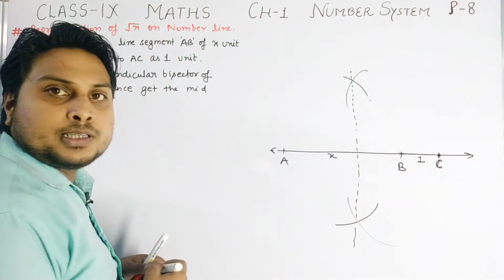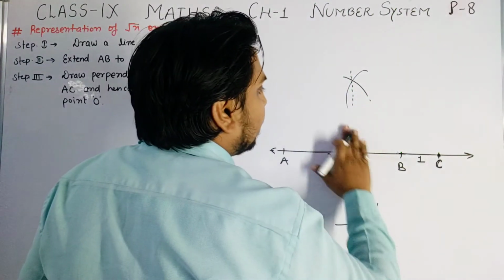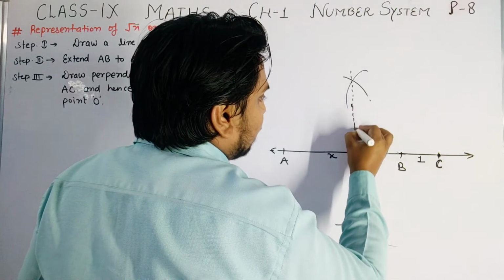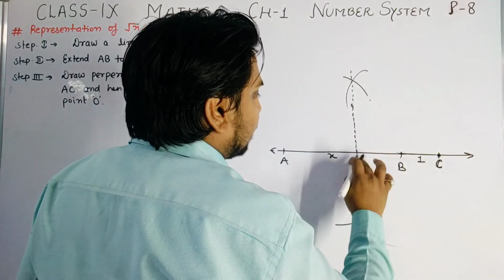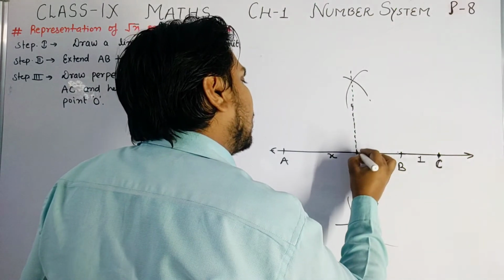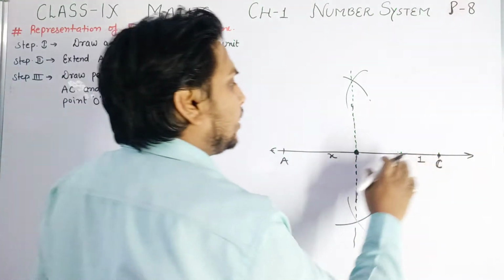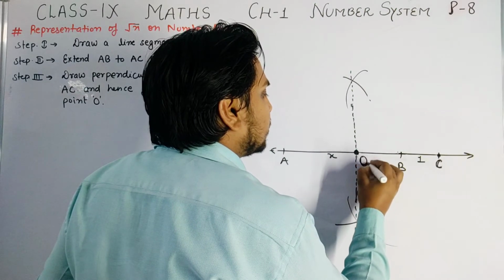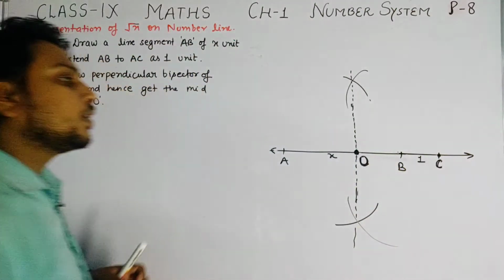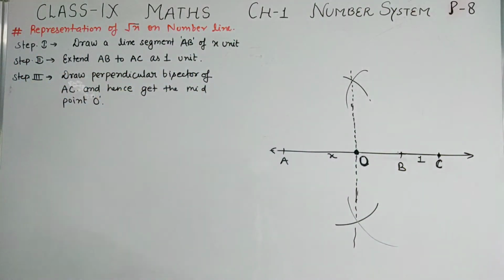When we join these two cutting points, we will get a point which intersects this line segment AC. And this point is what? We will suppose that this point is O.